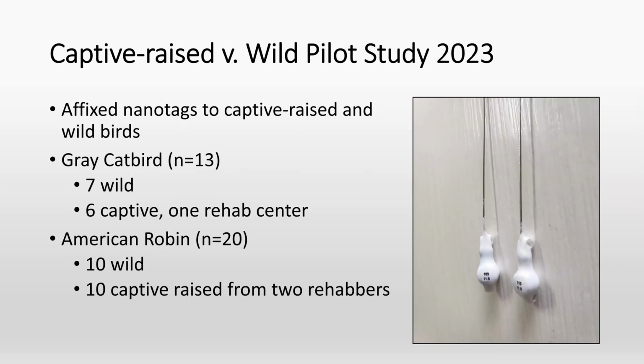So I just did a little pilot study. It's the first time I've been looking into this and had the money for it. So I was able to tag 13 catbirds. I used low-tech nanotags. 13 catbirds and 20 robins, about equally split between captive raised and wild raised. So the wild ones were coming from my banding stations.